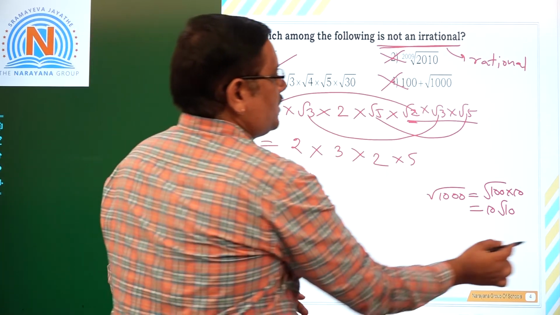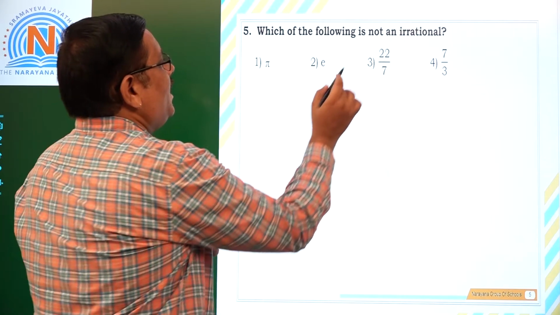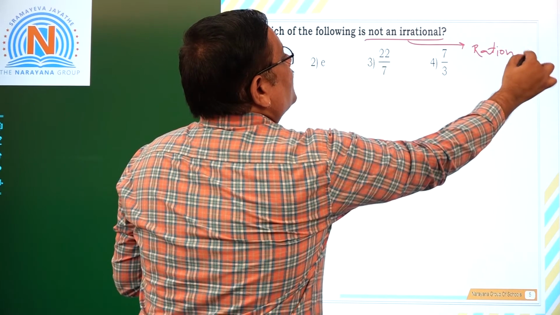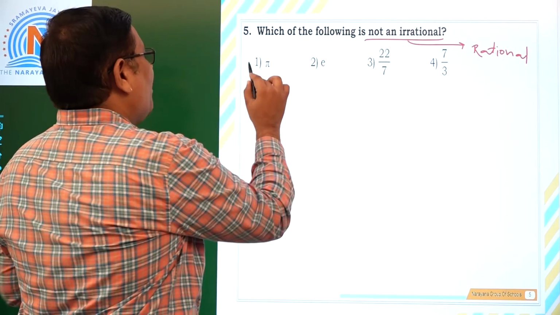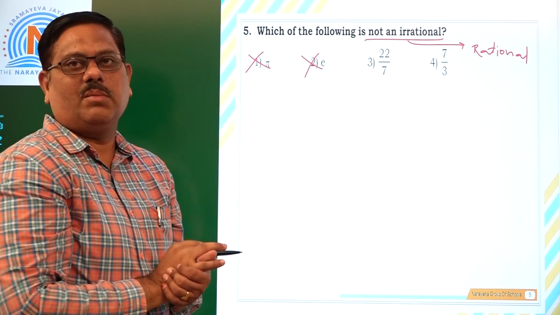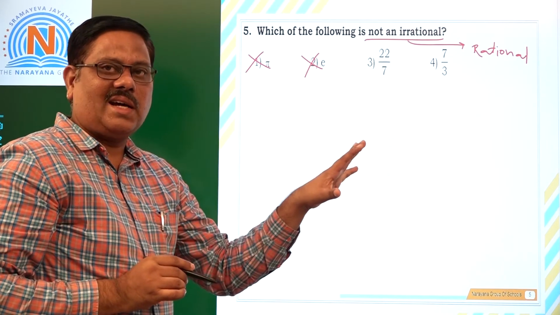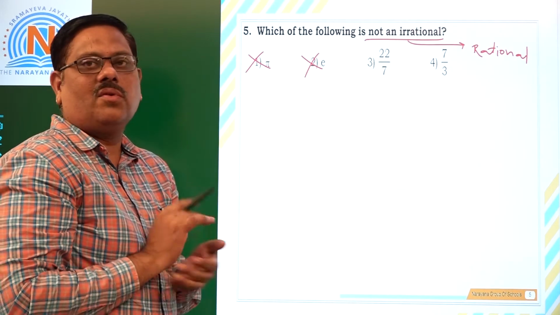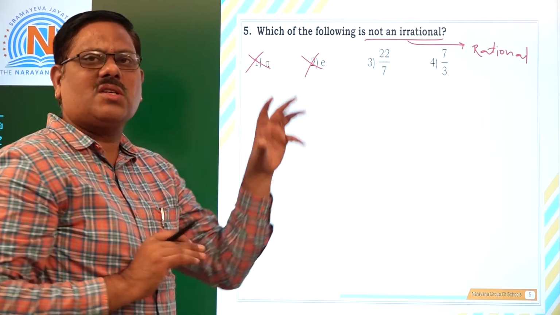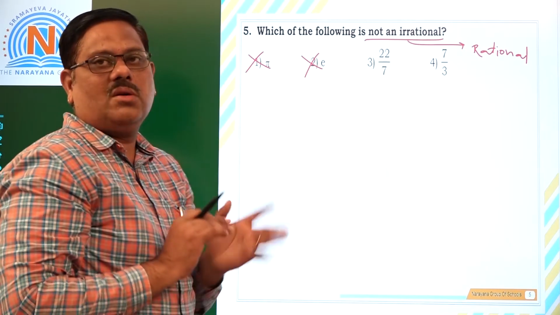Okay. Now we will move to the next question. Which of the following is not an irrational? Again, he is saying not an irrational means which is rational. We all know that pi and e both are irrational numbers. Pi value approximately we can take as 22/7, but it is not exact. Pi is irrational. e is of course a transcendental number, that is also an irrational number. Its value is approximately 2.73 something, an approximation, not exact. So that is also irrational.